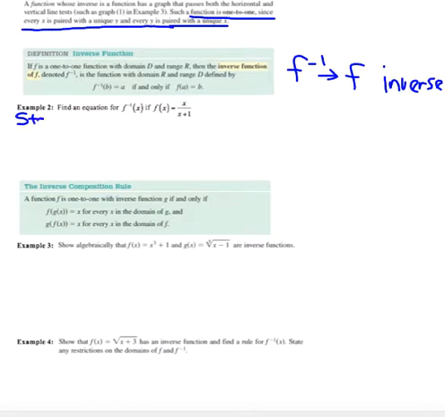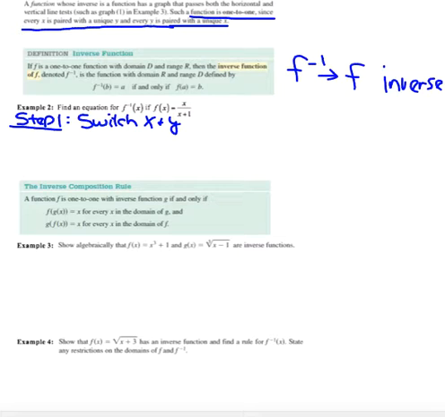Anyway, so all you do, there's really 2 steps, and they are very, very straightforward. So step 1 is that you take the function f of x, which in this case is x over x plus 1, and you just switch, like we said earlier, all you're doing is switch your x and y. So you flip them over.